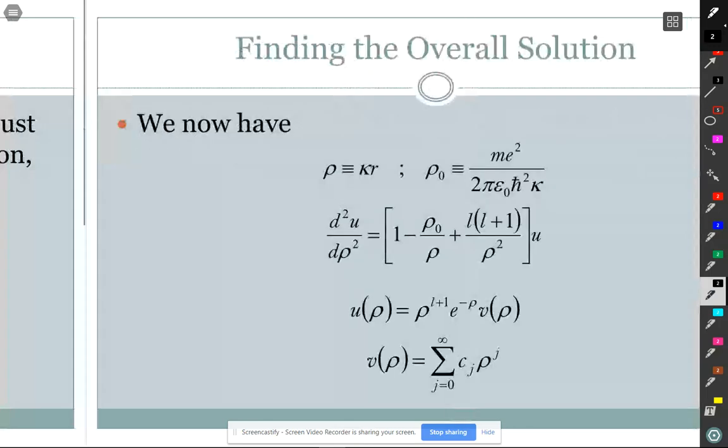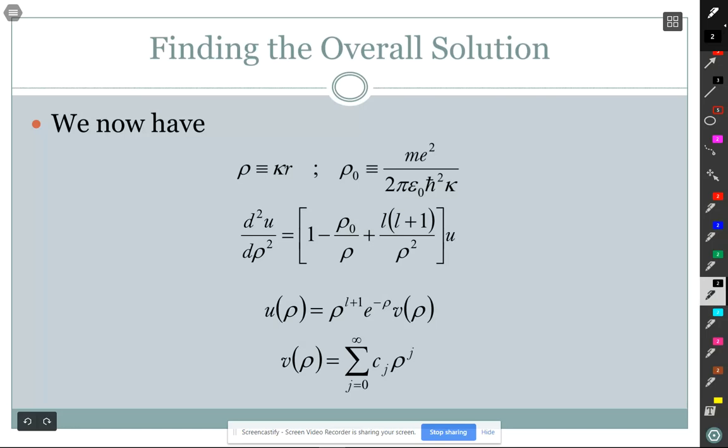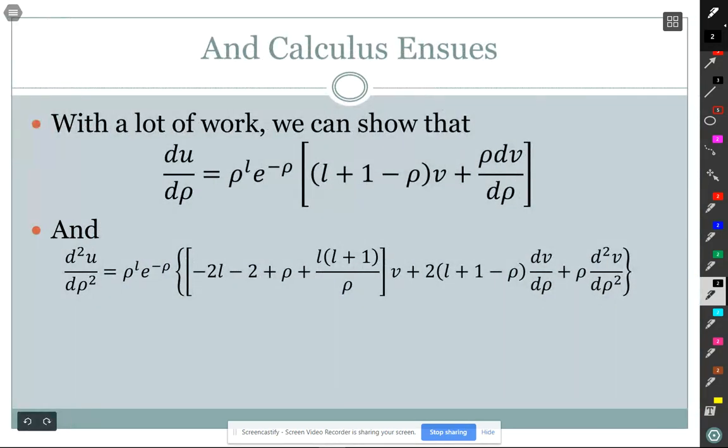Here's where the math is. So we have our u, we have our v, we have our Schrodinger equation. We put it all together. I don't want to. I really, really don't. I worked on it this morning for 45 minutes. I was making good progress, but it's slow going. So here's what you get.